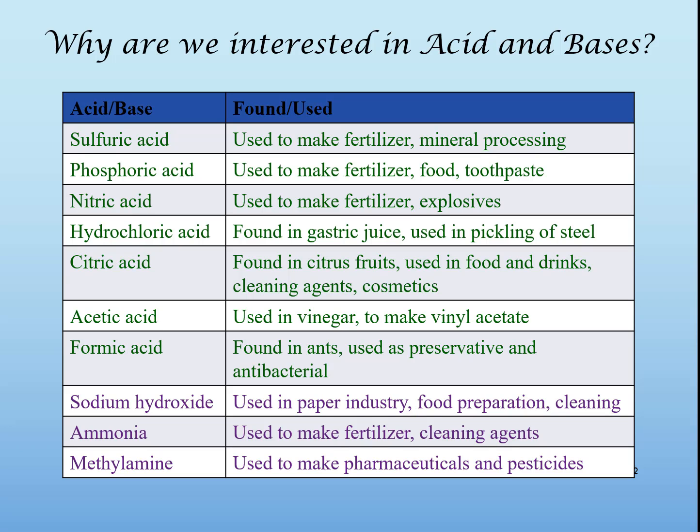On the basic side, we have sodium hydroxide, which is used in the paper industry, in food preparation, and in cleaning. Ammonia's most important application is to make fertilizers, but it is also used in many cleaning agents. Methylamine, which is a slightly derivatized ammonia, is used in pharmaceuticals and pesticides. So as we see, acids and bases have a very wide variety of usages.